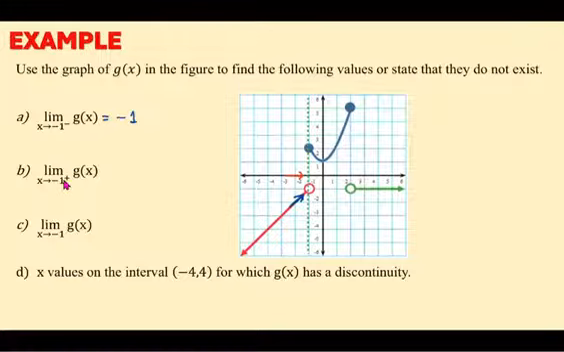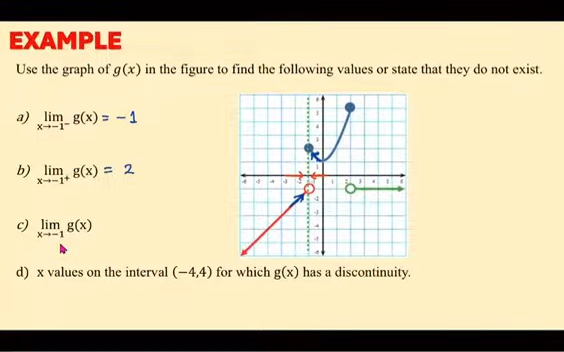Now let's look at the right-hand limit. When x approaches -1 from the right, from this side, if you look at the behavior of the graph, you can see that the graph is up here and it is going towards that dot. So when x approaches -1 from the right, the graph approaches that dot whose corresponding value is equal to 2. That means the right-hand limit of that function at -1 is +2. That's a 2.